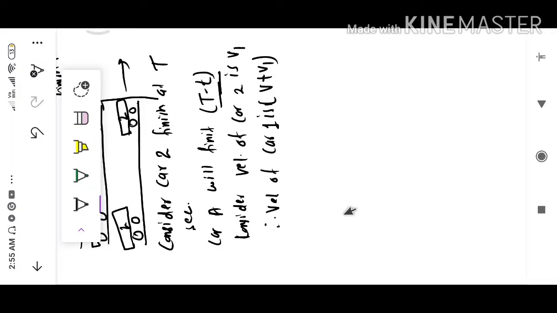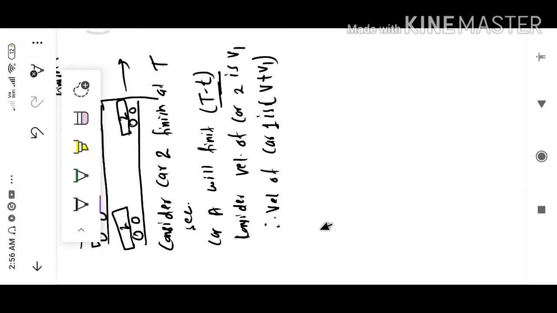So how to proceed? Time is given, and the basic concept is that both cars will travel the same distance. Because both are starting from rest, and in a car race the distance will be the same for both cars. It cannot be that the finish line is 100 meters for one car and 150 meters for another. So this is common sense: the displacement or distance covered by both cars is the same.